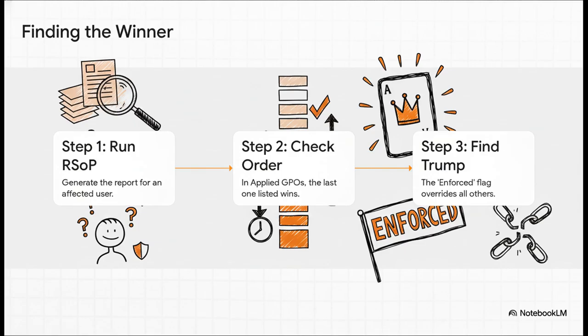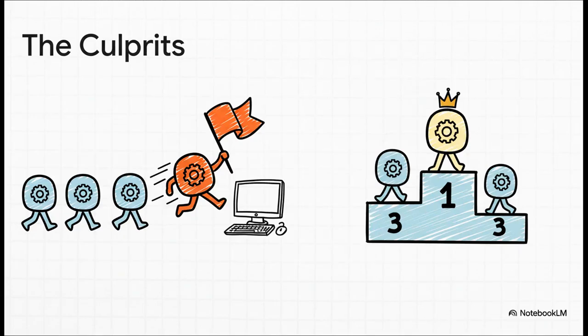But there's a trump card. If any GPO has the enforced flag set, it wins. Period. It doesn't matter where it is in the line. So what this means is you need to check for two things.